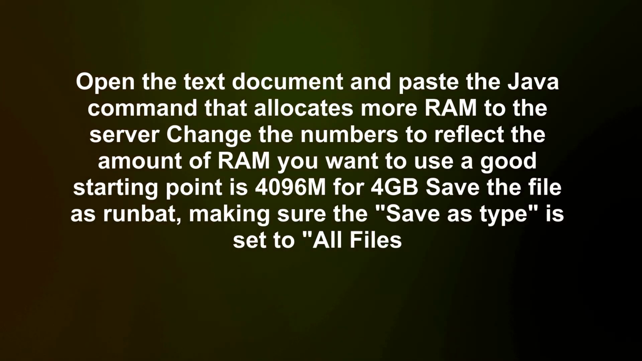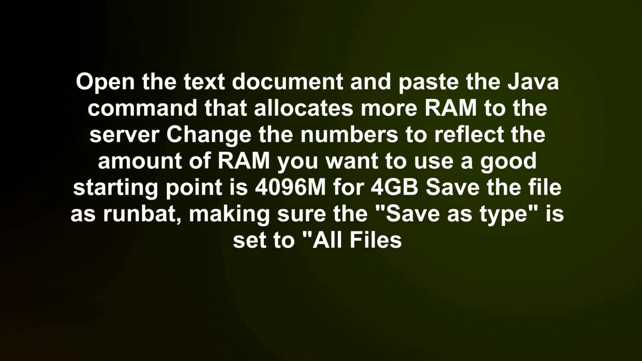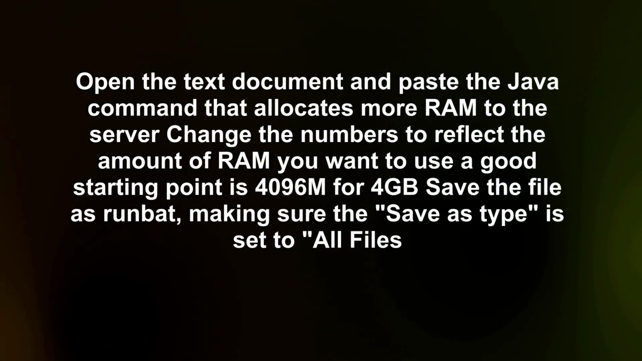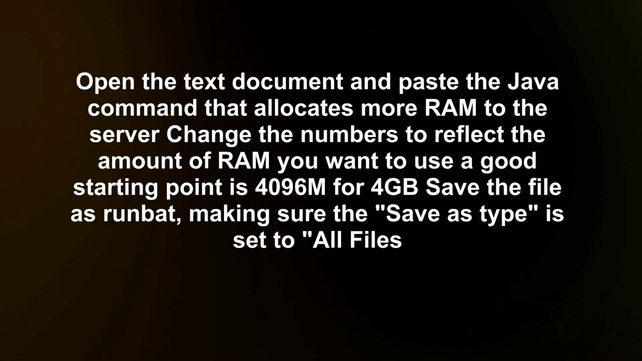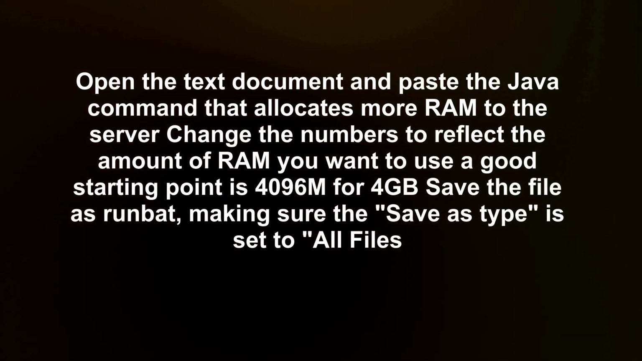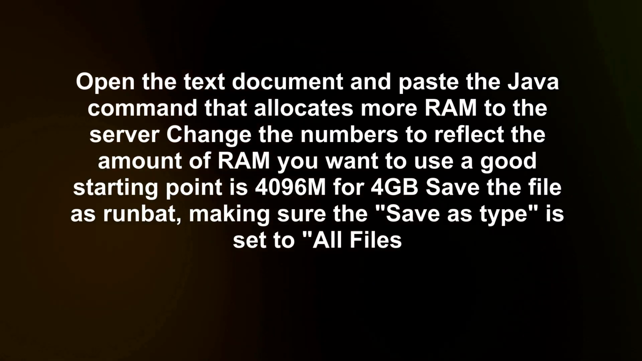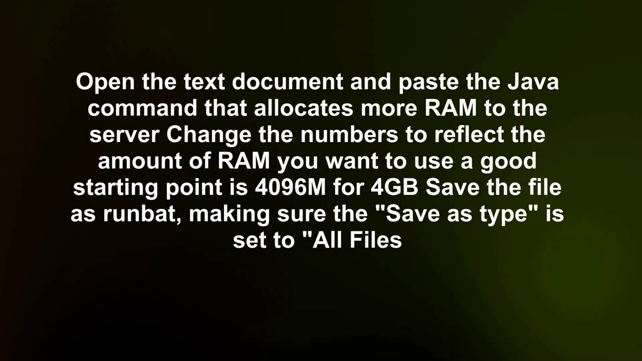Open the text document and paste the Java command that allocates more RAM to the server. Change the numbers to reflect the amount of RAM you want to use. A good starting point is 4096 MB for 4 GB. Save the file as Run.bat, making sure the save as type is set to all files.